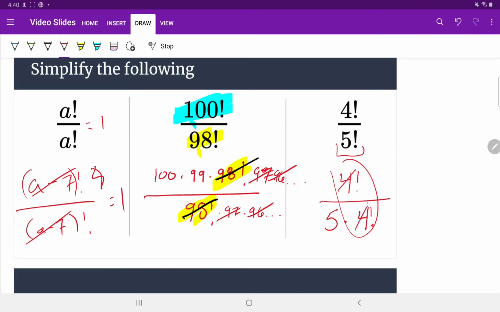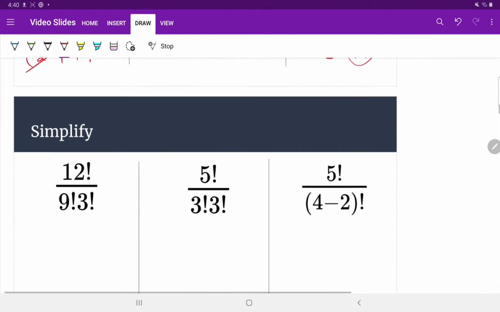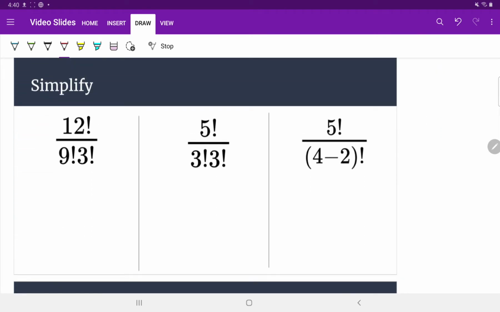So they're going to cancel, keeping in mind that I'm saying cancel kind of flippantly there, but 4 factorial divided by 4 factorial evaluates to 1. So I still have that 1 in my numerator, and 1 over 5 is that answer. Okay, let's look at some more examples here.